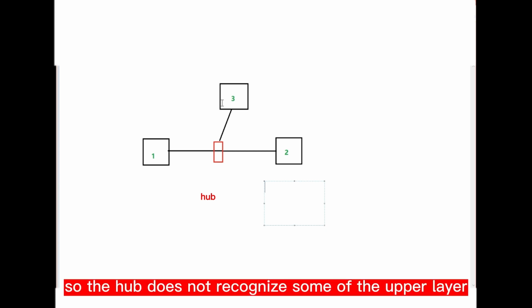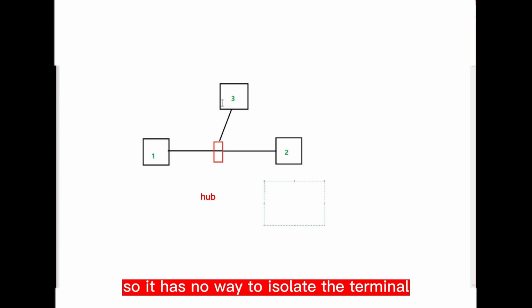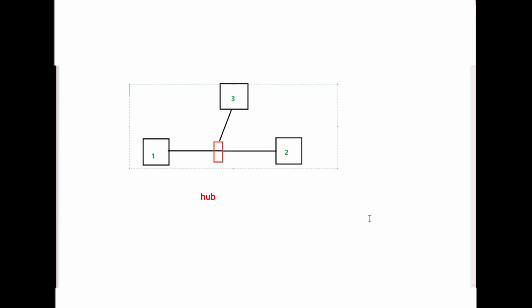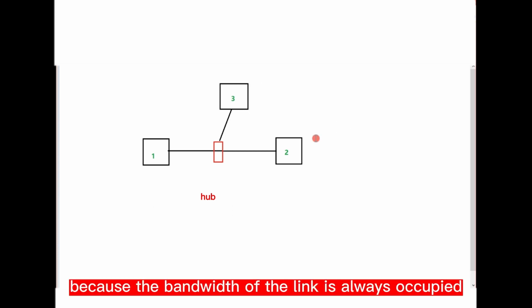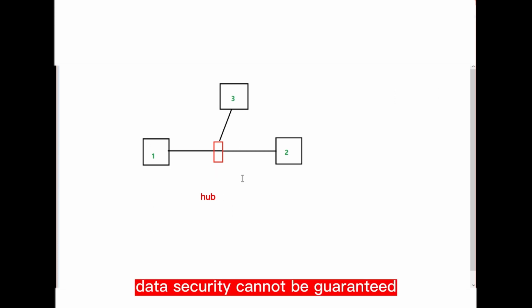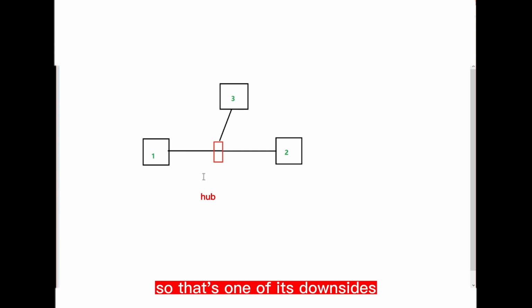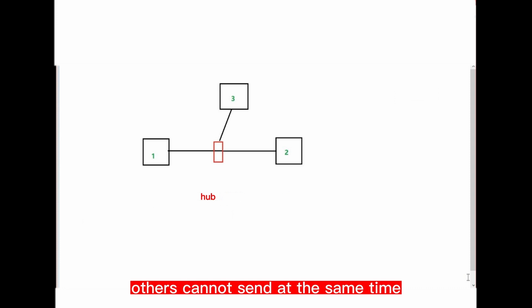So the hub does not recognize the upper layer IP address or MAC address. So, it has no way to isolate the terminal. Everyone should know this. In fact, this kind of bandwidth utilization is relatively low, because the bandwidth of the link is always occupied. Second, data security cannot be guaranteed. In hub-based networking, unicast communication is not possible. So that's one of its downsides. We also call this device a half-duplex device. When you send, others cannot send at the same time.